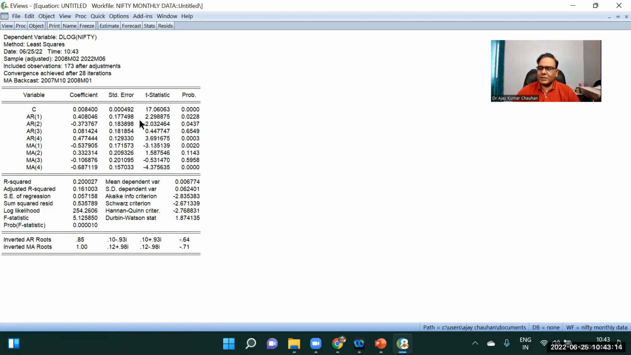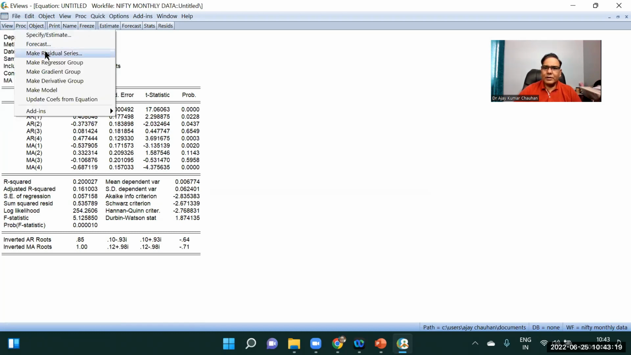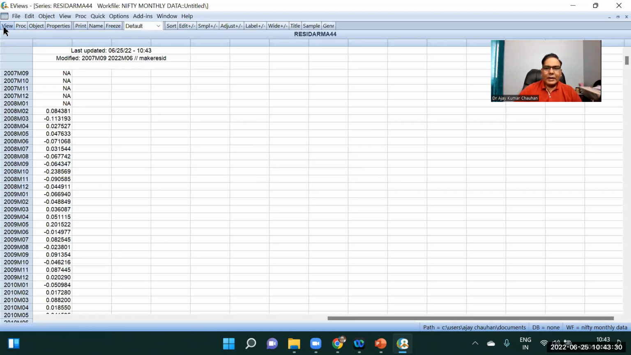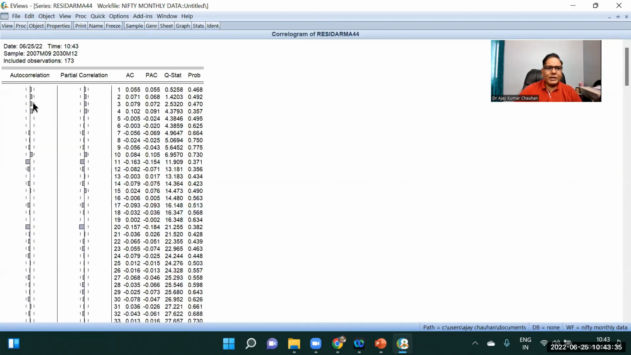And I have to check the residual series of it. This is resid of ARIMA 4,4. And let's check the correlogram. So now you can see that we captured all the information. All the spikes are less than the dotted lines. So almost up to 10 lags, you can see all the spikes are within the range. So it means this model seems to be better.